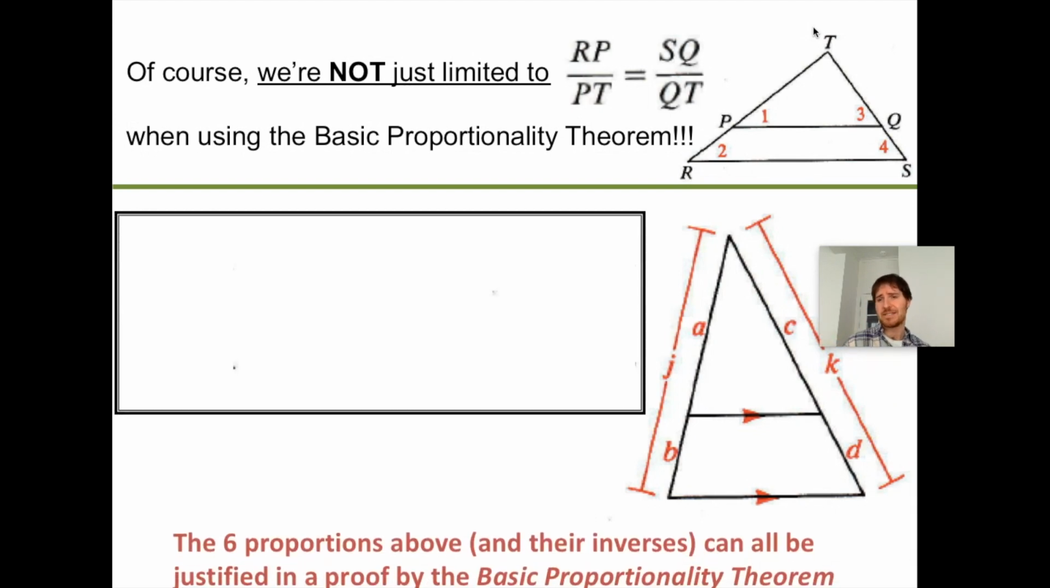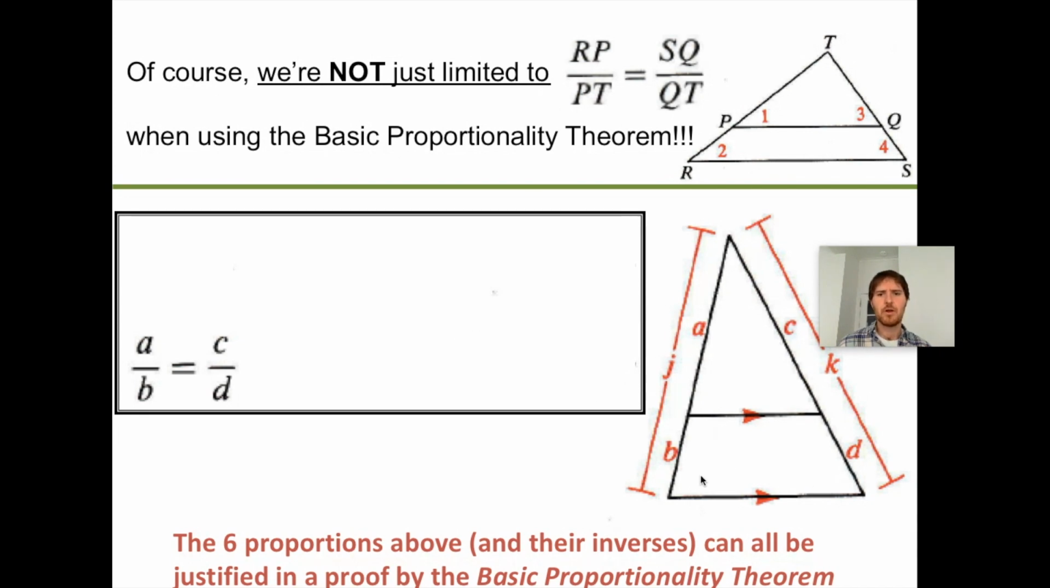So here's maybe where you put it down and just try to follow the logic along with it, okay? So 6 proportions can be said as a consequence of this situation where we have PQ parallel to RS in a triangle. Then we can say 6 different proportions and their inverses, so 12 total. So let's go through them all right now. Okay, so let's check this one out here.